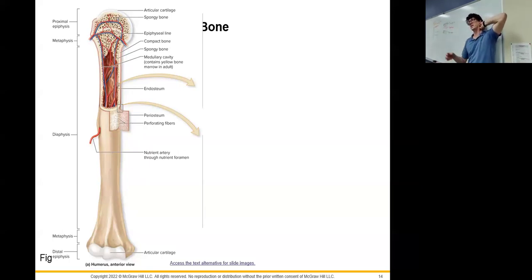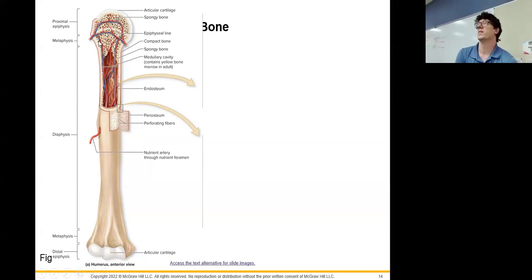Now, we have one end that's close to the body trunk, and we have one end that's further away from the body trunk. The end that's close to the body trunk is the proximal epiphysis. The one that is further away is going to be the what? Distal. It's that simple. Okay, so distal epiphysis is the enlarged portion away from the body trunk. Proximal is going to be the one that's closer to the body trunk. So this is the humerus, for those of y'all that are wanting a little bit of perspective.